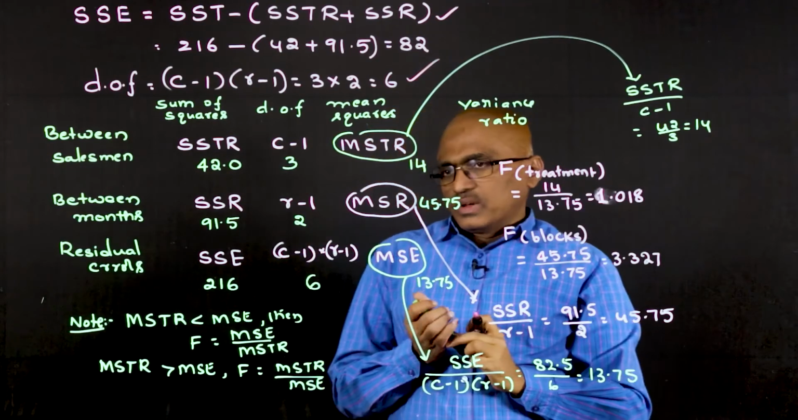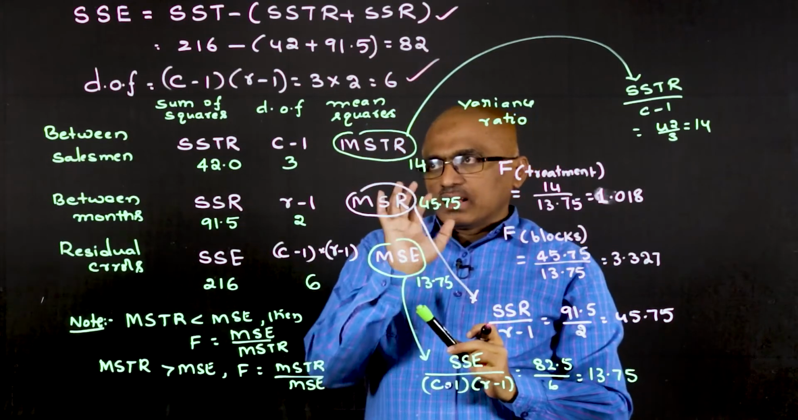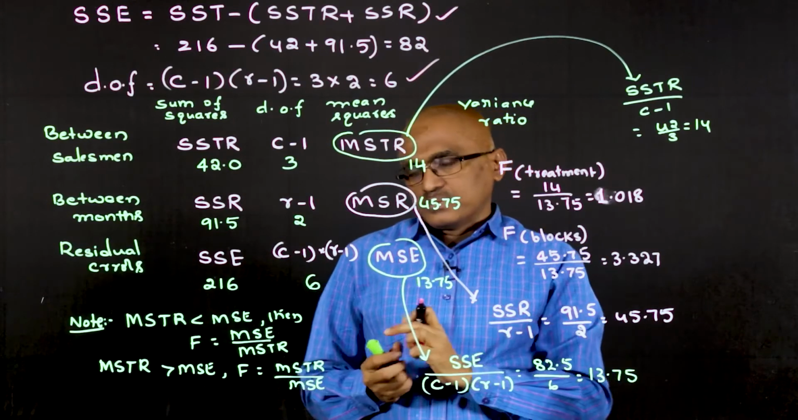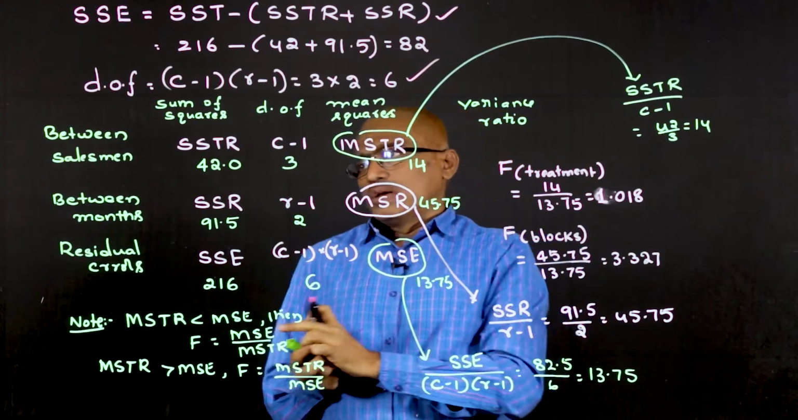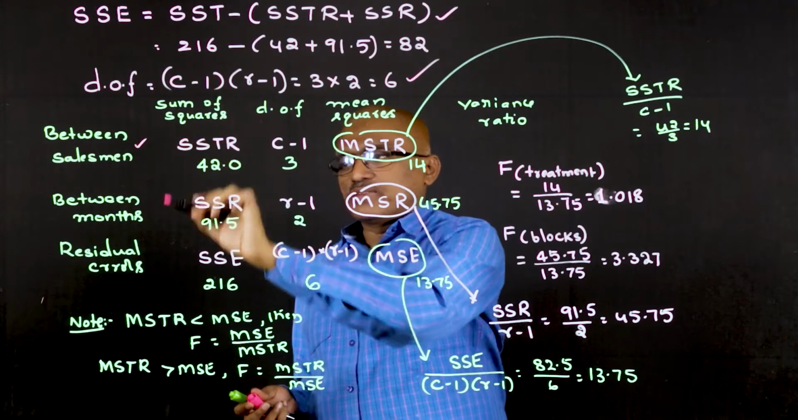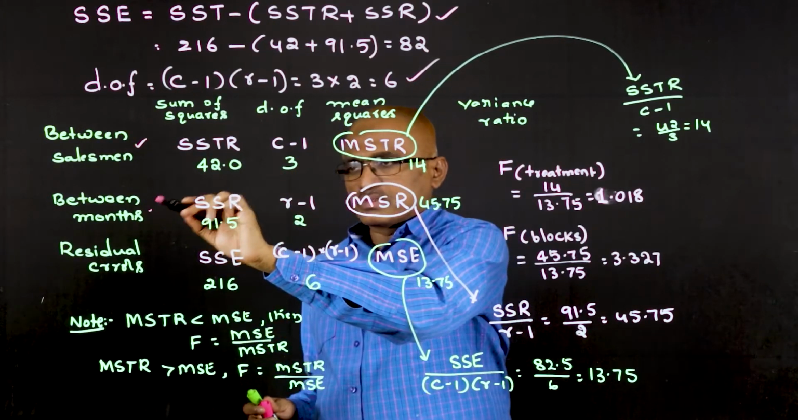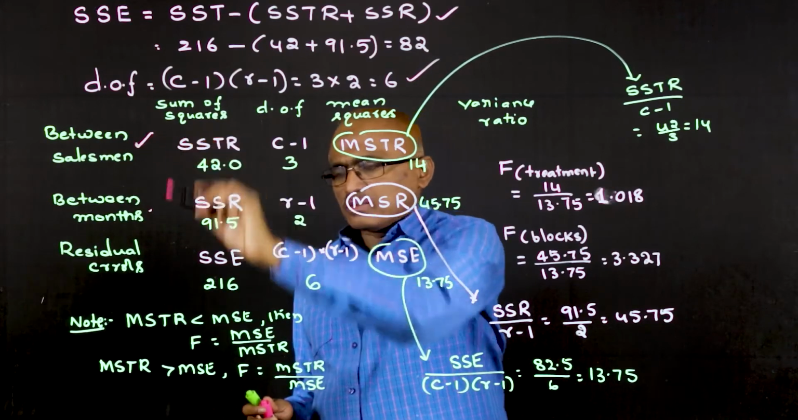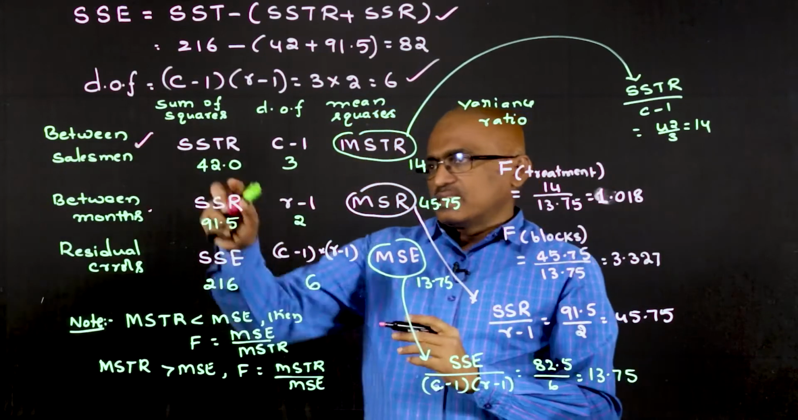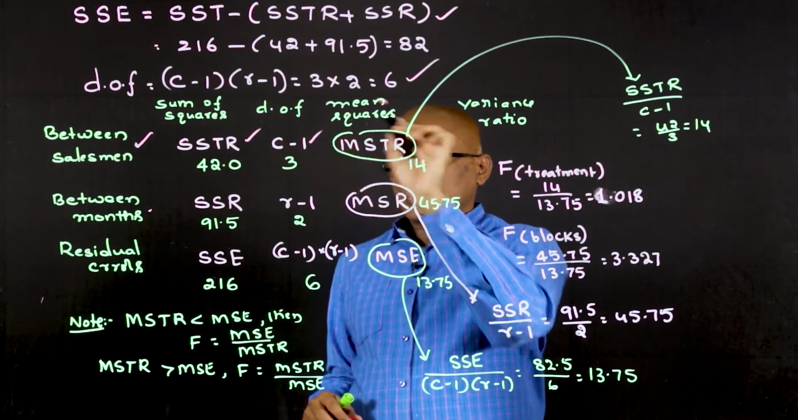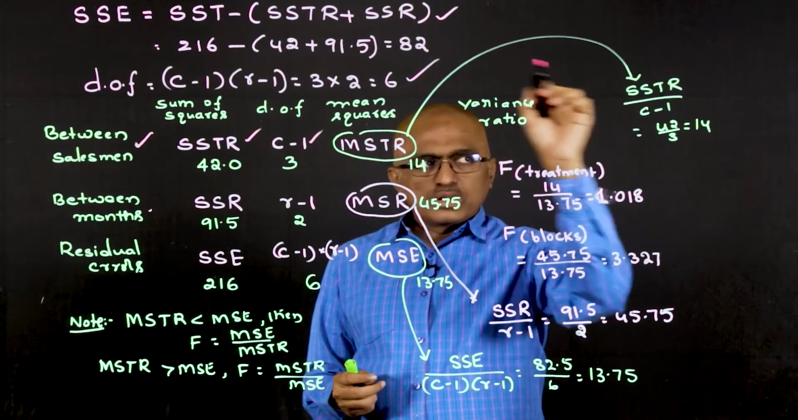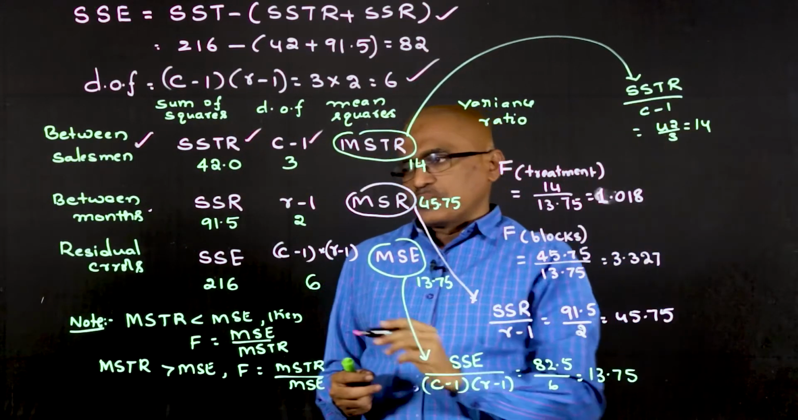Now we can sum up all the values we have calculated in this form. Between the salesmen, that is between columns, the calculations we have done are SSTR as well as C minus 1, and also MSTR, which is SSTR by C minus 1.